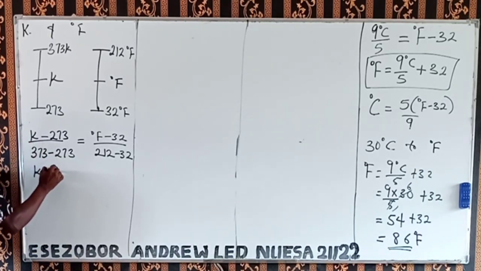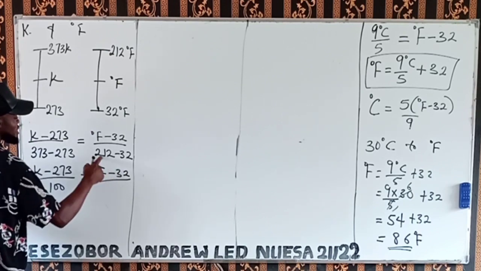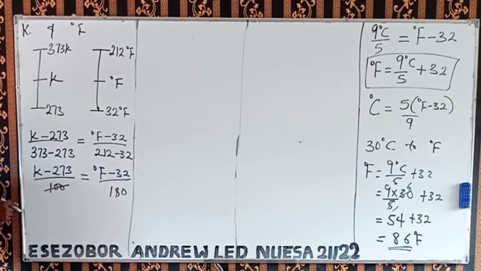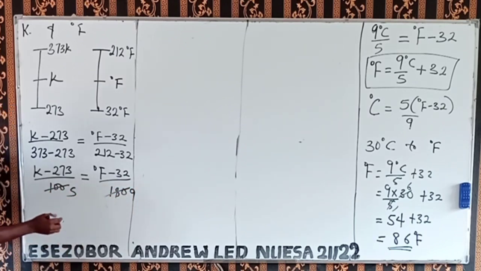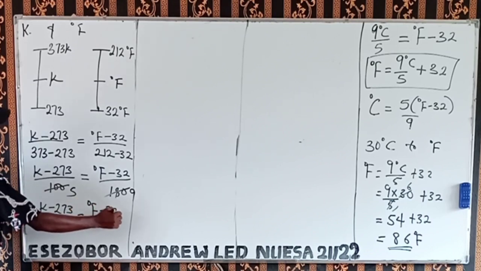So we're going to have K minus 273 over 100, since 373 minus 273 gives us 100, equals degree F minus 32 over 180, since 212 minus 32 gives us 180. Then 20 into 100 gives us 5, and 20 into 180 gives us 9. So we have K minus 273 over 5 equals degree F minus 32 over 9.